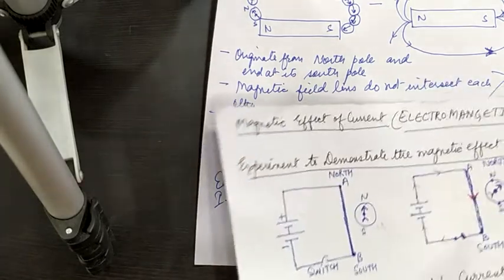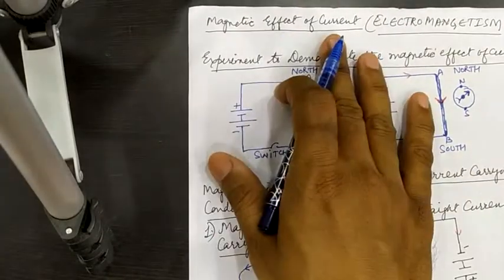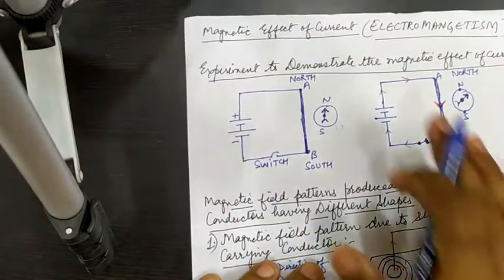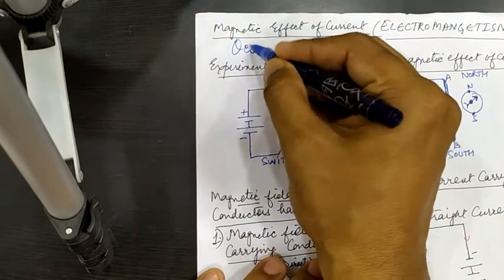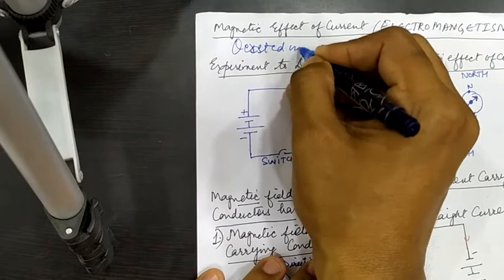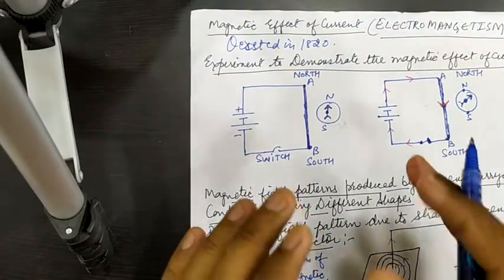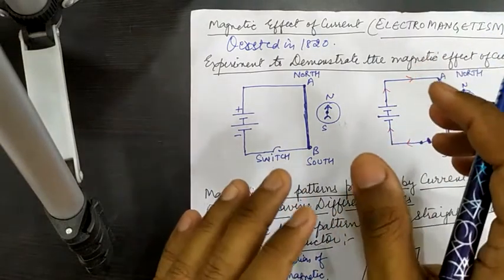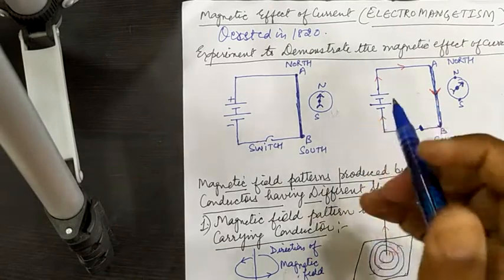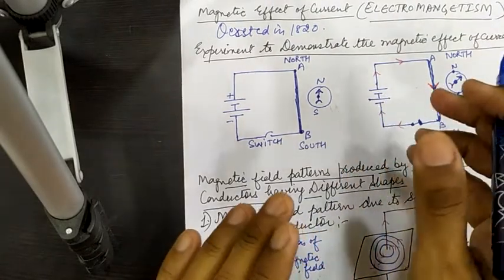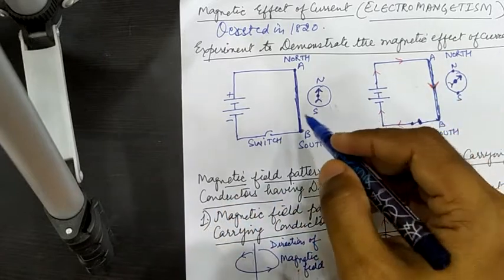Now just see the magnetic effect of current, that is electromagnetism. It was discovered by Ørsted in the 1820s. What it says is that a current flowing in a wire always gives rise to a magnetic field around it. So if current is flowing through a wire, then it will give rise to a magnetic field. The magnetic field will be there.